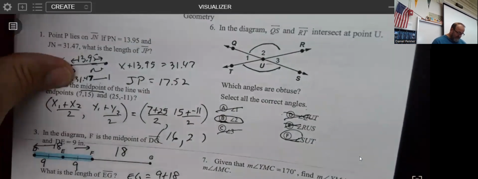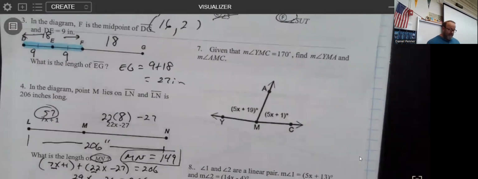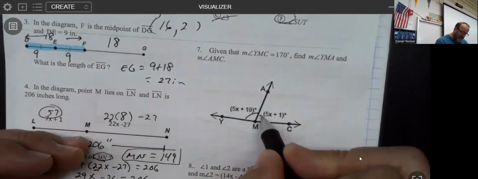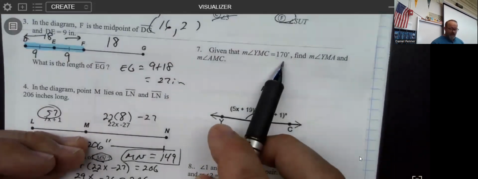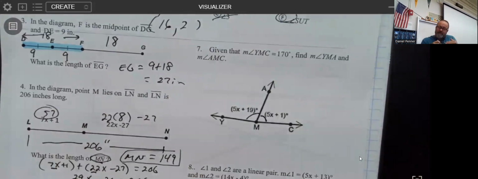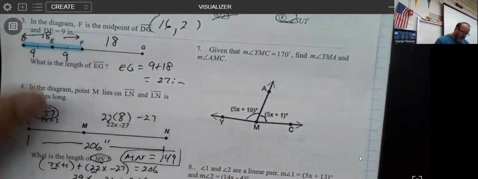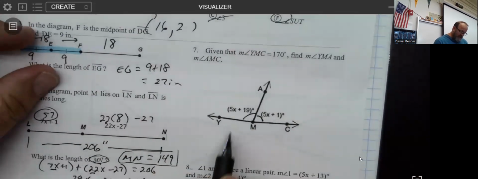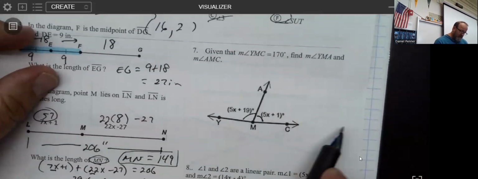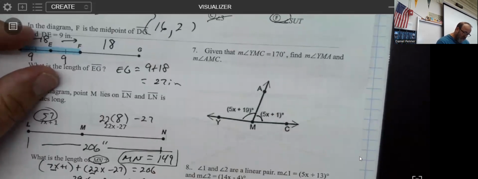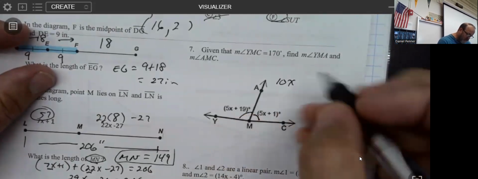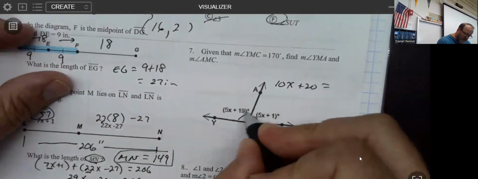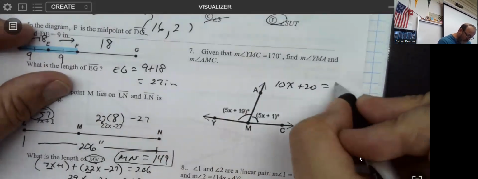So I believe there are 2 obtuse angles that match those definitions. Now, number 7 is one of those nice examples of the angle addition postulate. We have these 2 angles marked as 5x plus 19 and 5x plus 1. But right up here, it says that angle YMC is 170. Notice it almost looks like a straight line, but it's clearly just off a little bit because it's not 180. The angle addition postulate says the left side plus the right side equals the entire angle, 170 degrees. So if I add those together, 5x plus 5x is 10x, and 19 and 1 make 20.